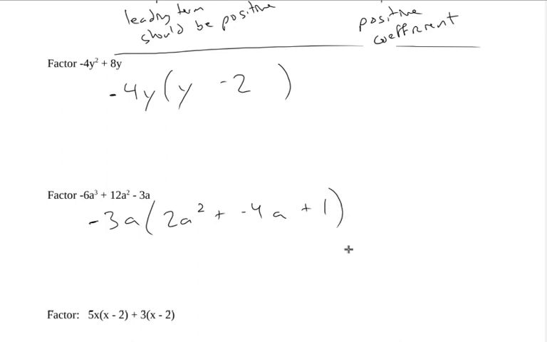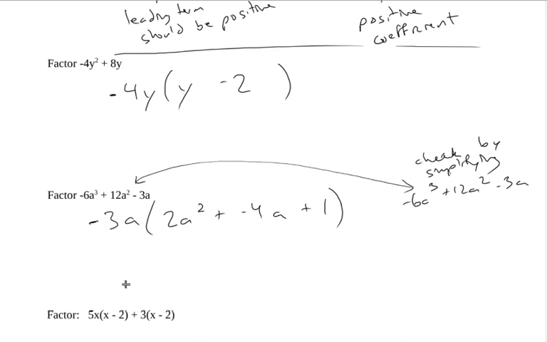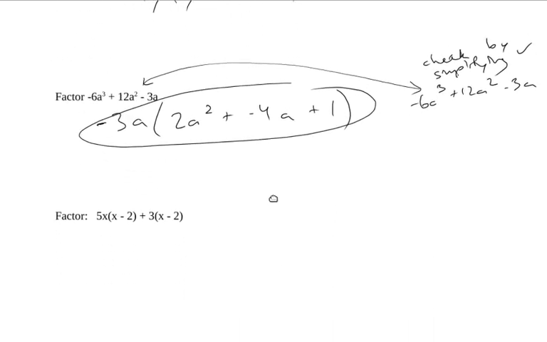One thing you can do if you're unsure if you've made a mistake on any of these is check by redistributing. You're just going to take this and use the distributive property. So negative 3a times 2a squared is negative 6a cubed. Negative 3a times negative 4a is positive 12a squared. And negative 3a times 1 is negative 3a. You can see it should match exactly with where we started, and it does. So that's my checking step. But this is my answer over here.